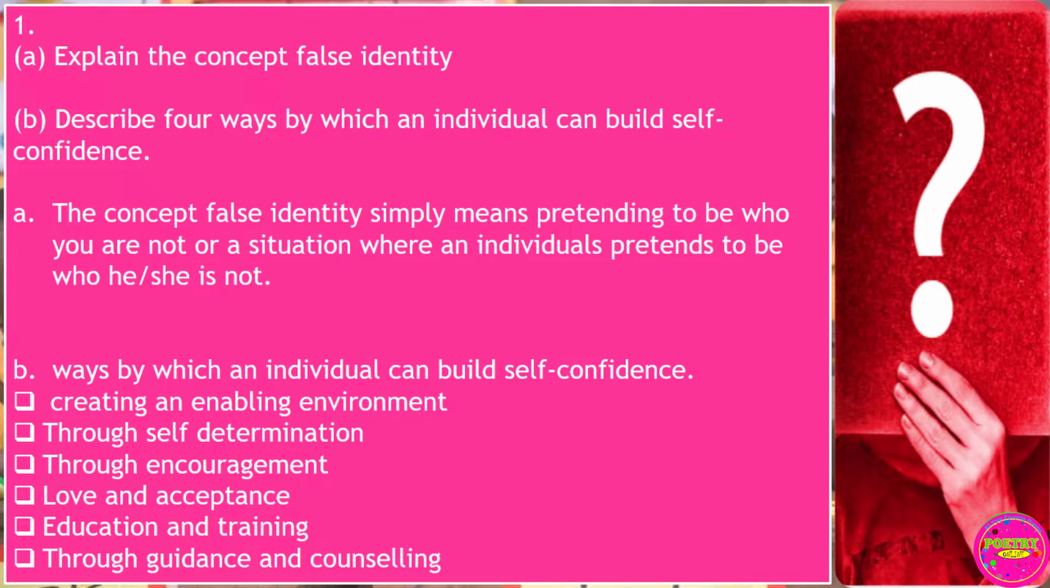Question 1b. Describe 4 ways by which an individual can build self-confidence. An individual can build self-confidence through the following: creating an enabling environment, self-determination, encouragement, love and acceptance, education and training, guidance and counseling. However, candidates are expected to describe these points and not to merely list them.